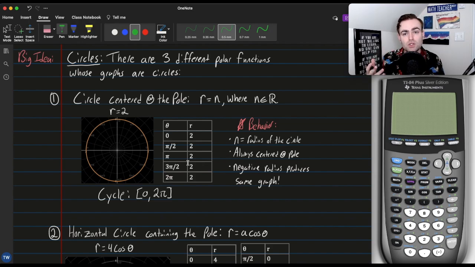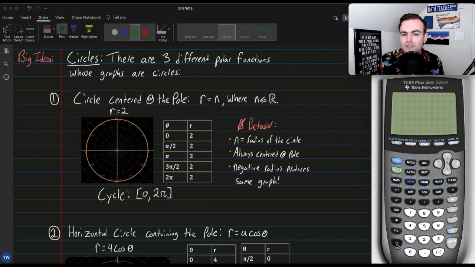So you can compare this to y equals a number in rectangular land. You just have a horizontal line. So polar's version of a horizontal line is, weirdly enough, a circle. Its behavior: the number is equal to the radius, so whatever r is, that is the radius of the circle. It's always centered at the pole, and remember that a negative radius produces the same graph. You just go the opposite way from the pole. So r equals negative 2 gives you the exact same graph as r equals 2. Again, pretty cool. How do we visualize this?